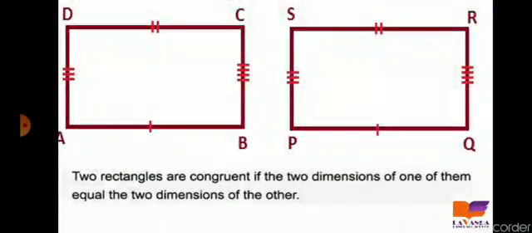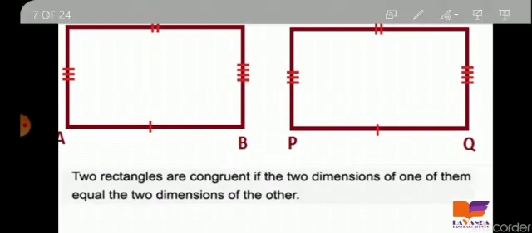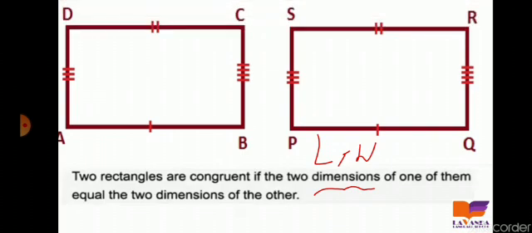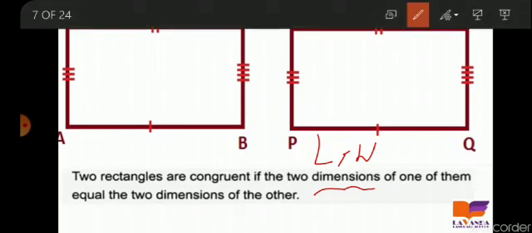In the same way, for congruent rectangles, two rectangles are congruent if the two dimensions of one of them equal the dimensions of the other. What is the meaning of dimensions? Remember, dimensions mean length and width. When the dimensions of the first equal the dimensions of the second, I can tell you that this rectangle is congruent to this rectangle.